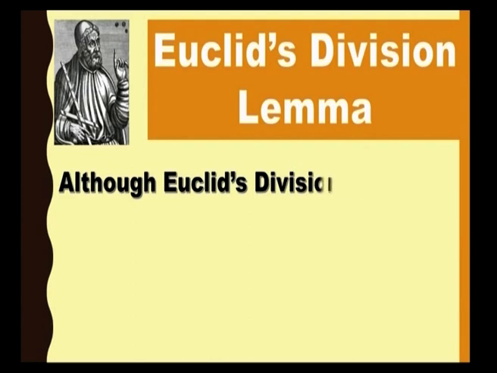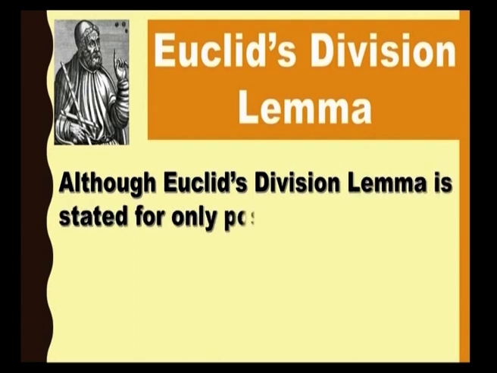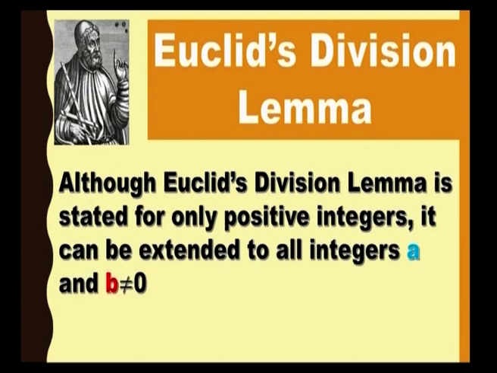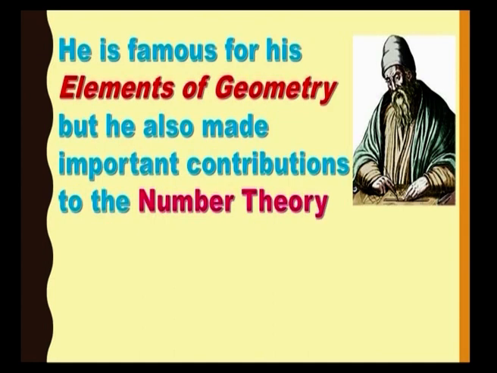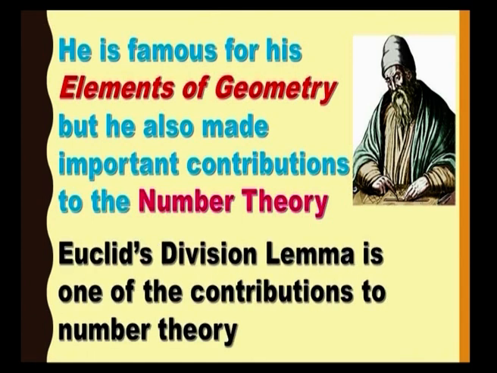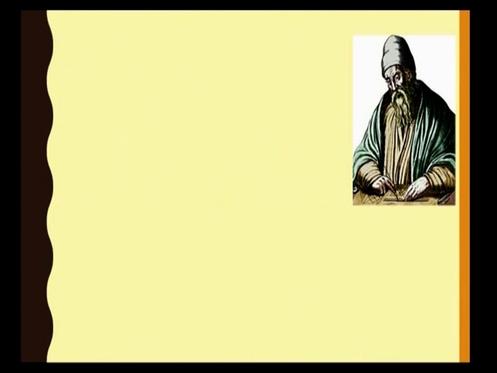Although Euclid's division lemma is stated for only positive integers, it can be extended to all integers a and b not equal to 0. Euclid was the first Greek mathematician who initiated a new way of thinking in the study of geometry. He is famous for his Elements of geometry, but he also made important contributions to number theory. Euclid's division lemma is one of the contributions to number theory.